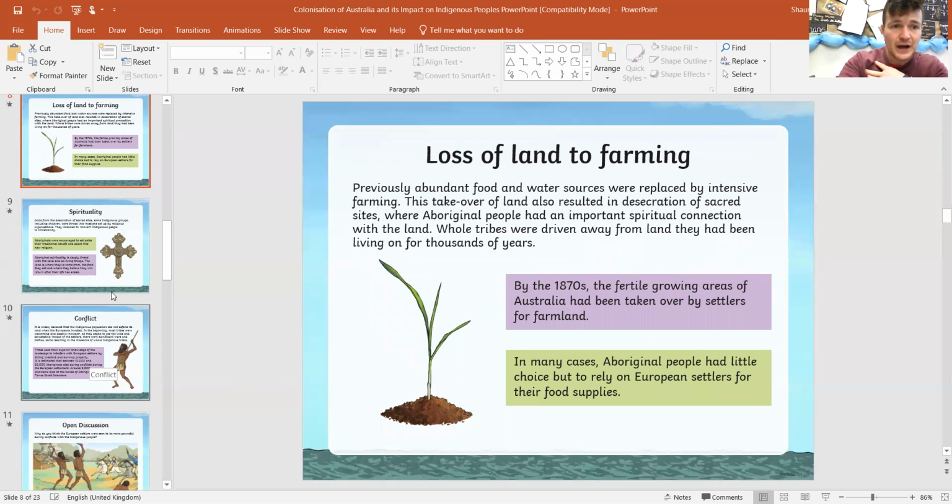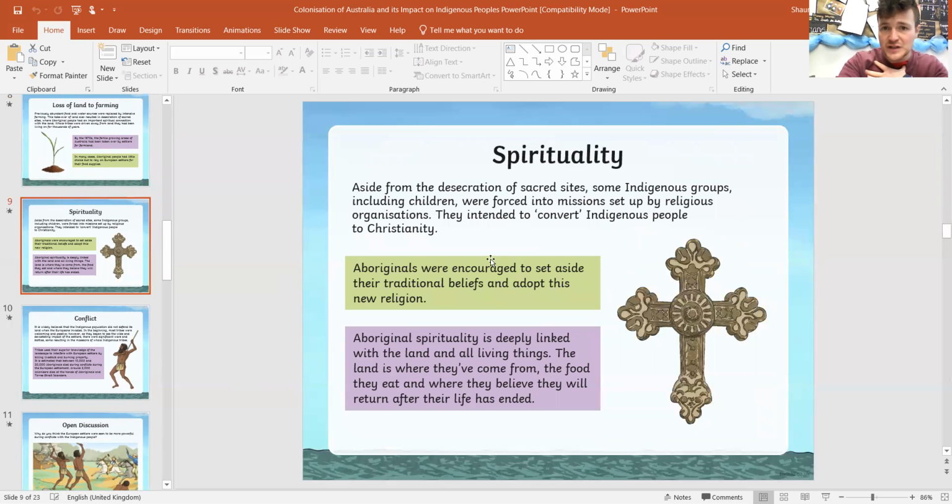And then, actually, no, I think this is quite important, the spirituality side of things. Obviously, quite a lot of our people back in the Victorian era were strict Christians, strict Catholics. The Aboriginal people did not believe in this religion. They had their own religion, their own beliefs, and yet we then tried to convert them using our belief system, and almost force them to believe in our belief system as well.